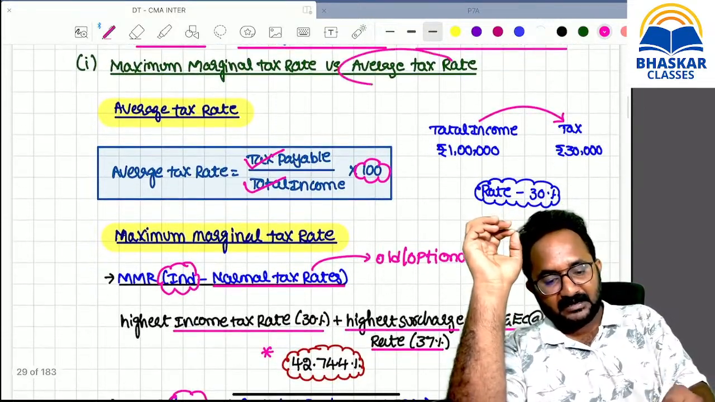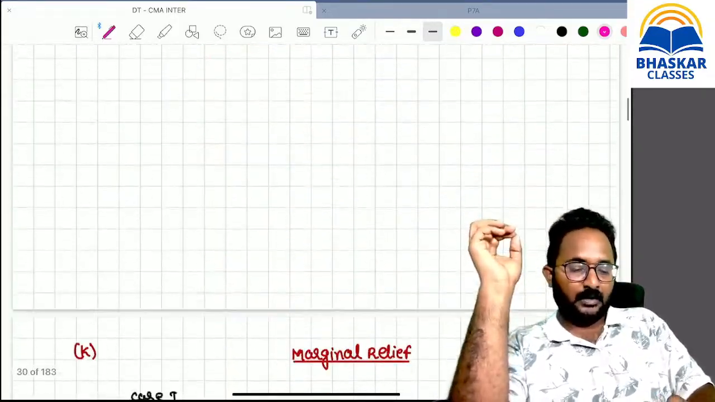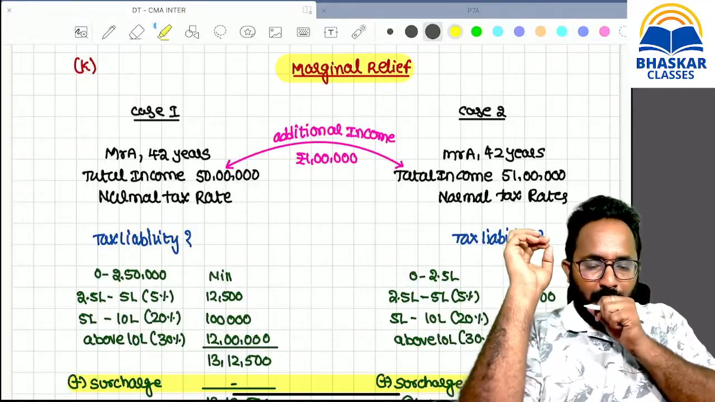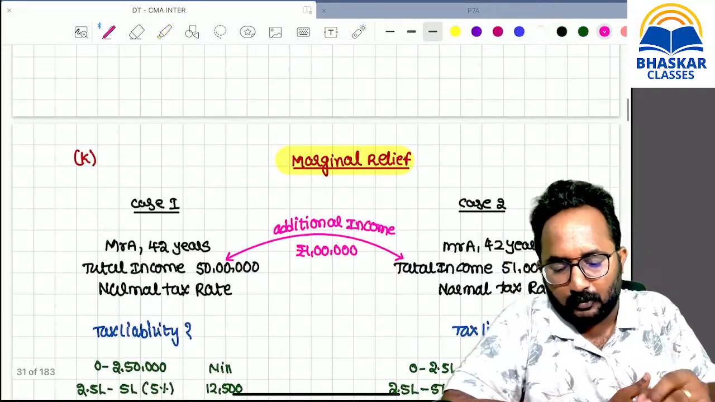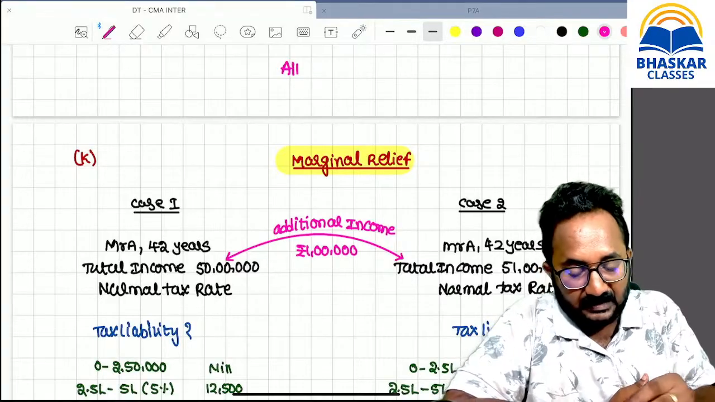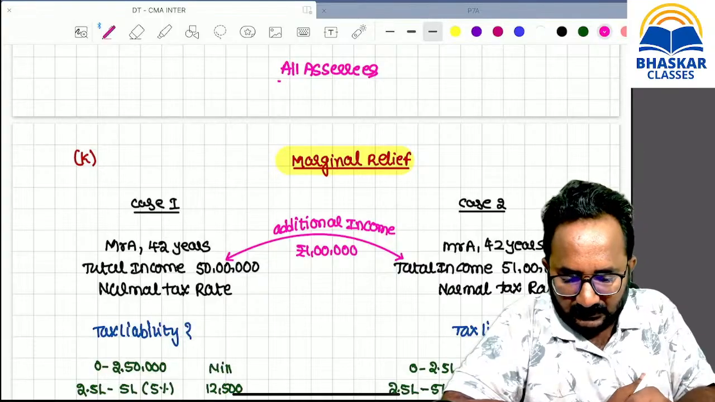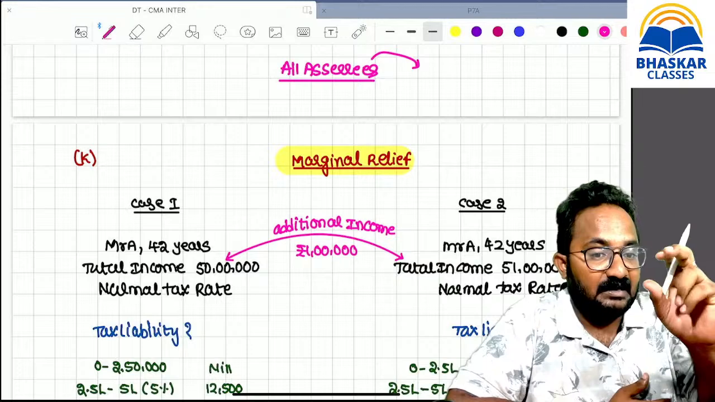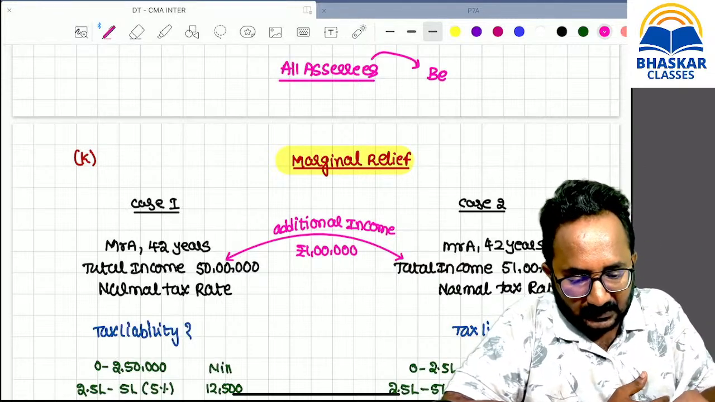What do you mean by the average tax rate and what do you mean by the maximum marginal tax rate? Now, the last concept in our discussion in this chapter, marginal relief. Marginal relief is available for whom? All assessees. The reason we give some amount of relief to the taxpayers is because of surcharge.